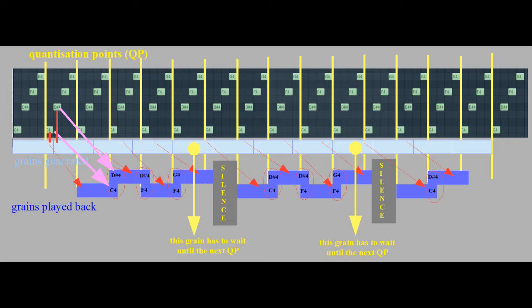The first generated grain in the drawing, containing C, D sharp, F, G and again C, is played back at the beginning of the third bar. The second grain, containing D sharp, F, G, C and again D sharp, is played back at the beginning of bar number 4. But the first grain is still being played back. It is playing the last note of its content, the C. Therefore, we hear two notes, a C and a D sharp.